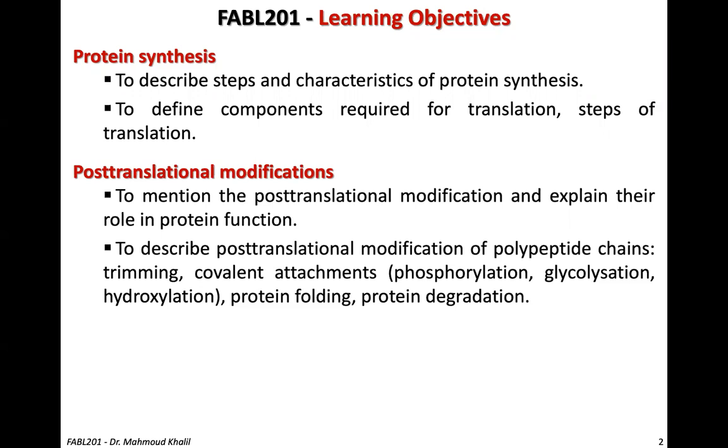For the post-translational modifications, which are actually modifications that occur on the protein that has been translated, we'll mention some of the post-translational modifications and explain their roles in protein function. And as well, we will understand the difference between these types of post-translational modification, including, for example, phosphorylation, glycosylation, hydroxylation, and the post-translational modifications that lead to protein folding or protein degradation.